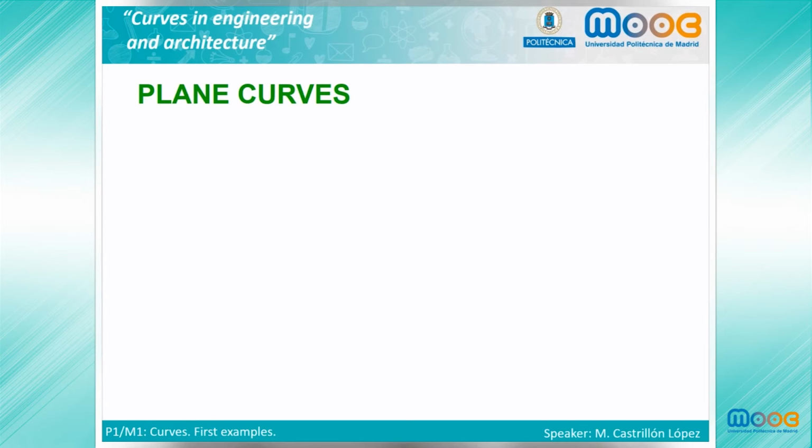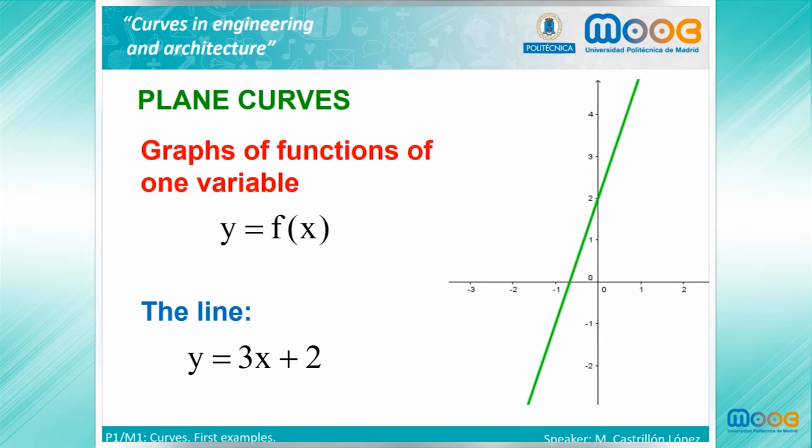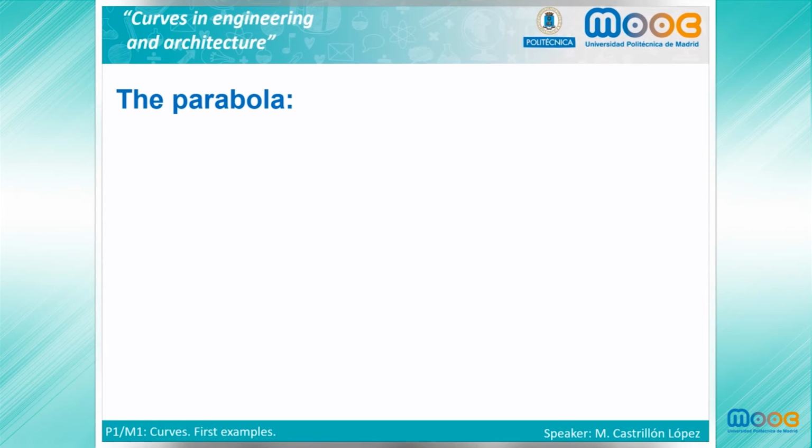The simplest one is probably as a graph of a continuous function of real variable given in its explicit form in Cartesian coordinates. We can describe many plane curves in that way. The first example are straight lines, as the one you have on the screen. Another of the most well-known curves for its geometric properties is the parabola.